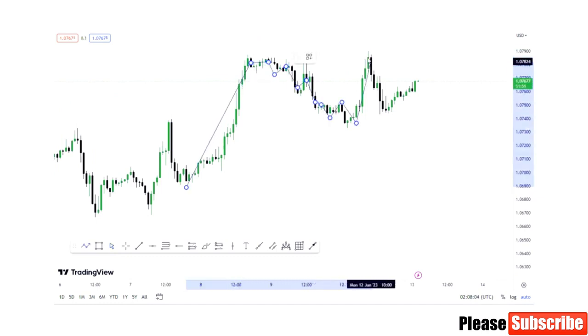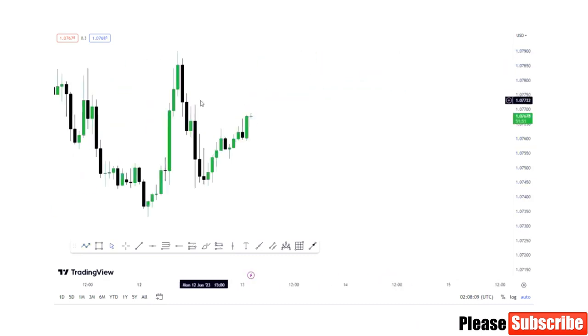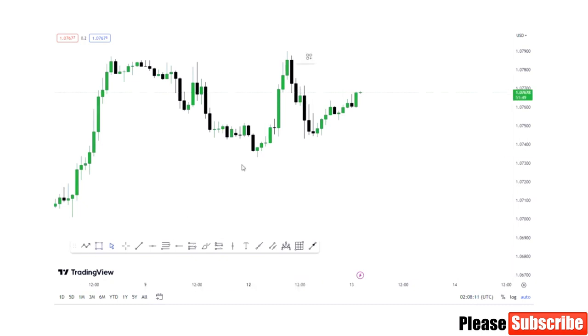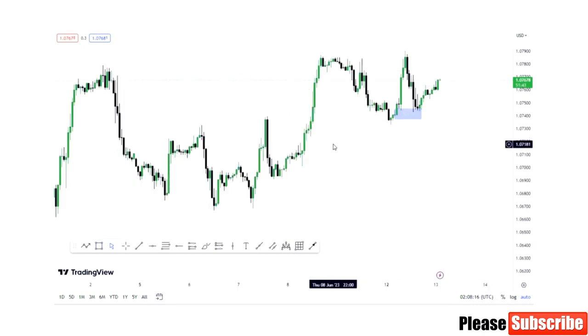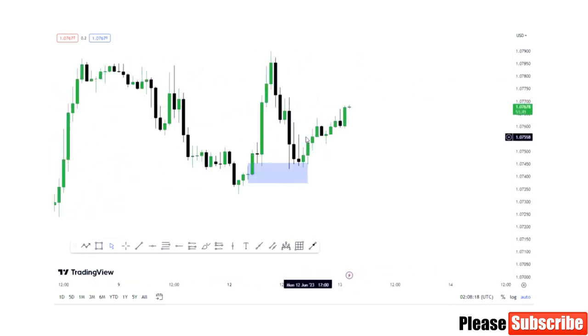Now you can see the market swept this high and then we had this. So overall this was the order block. We have the order block right here on the 1 hour. So currently this is the market right now. The market is moving away, but let me show you guys how I'm doing my pre-market analysis.